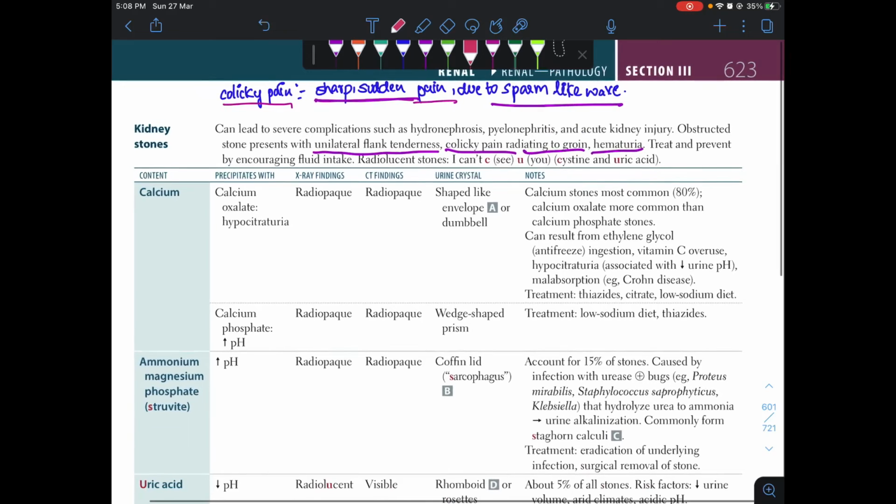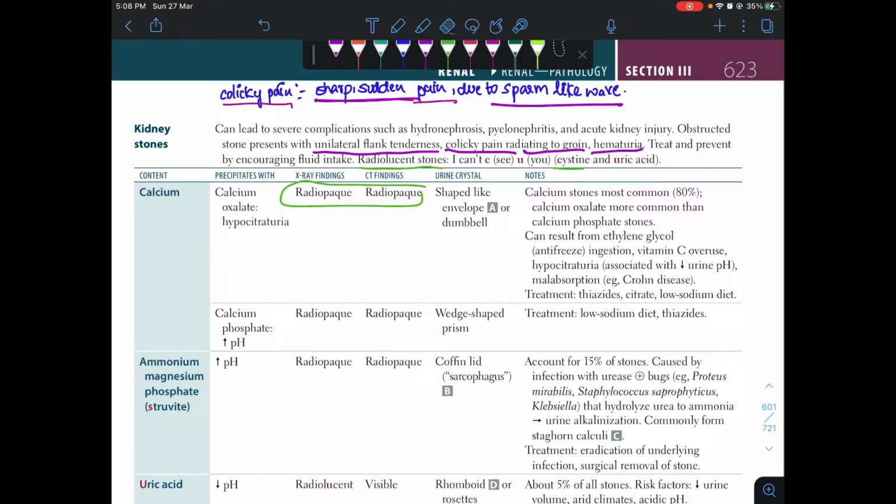And all kidney stones are radio opaque, except radiolucent kidney stones, which include uric acid stones and the cystine stones.